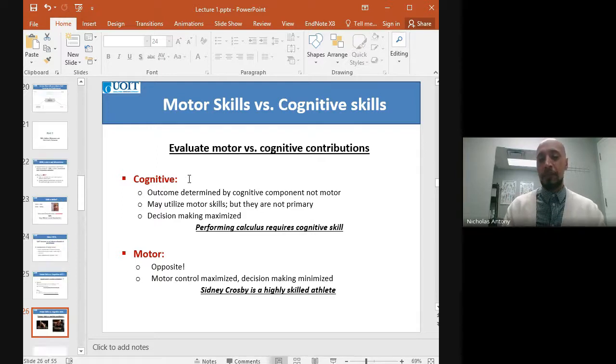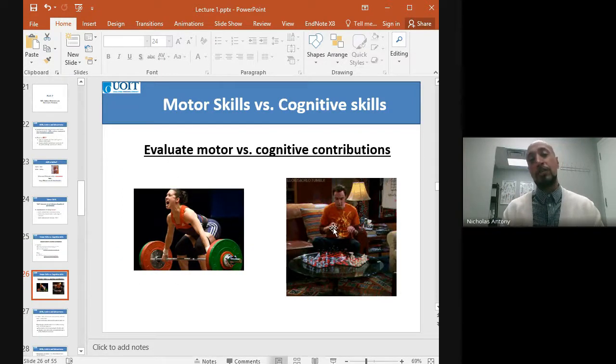So you guys see the difference? Look at these two things, right? Chess, you're moving pieces, but it's heavy in the cognitive contribution. Whereas here, she's doing powerlifting. She's obviously thinking about what she's doing, but it's the movement that's the main focus of the skill. So motor skills versus cognitive skills.